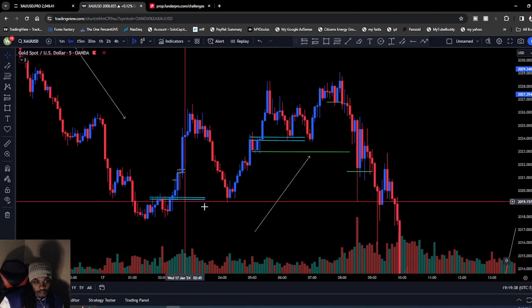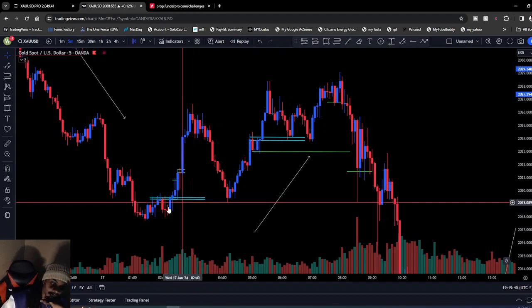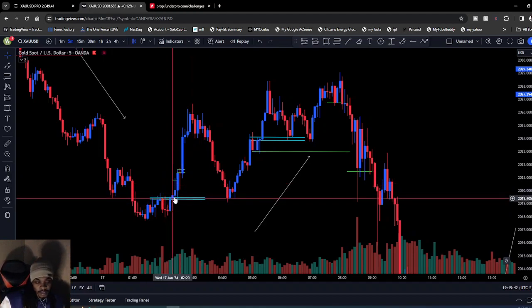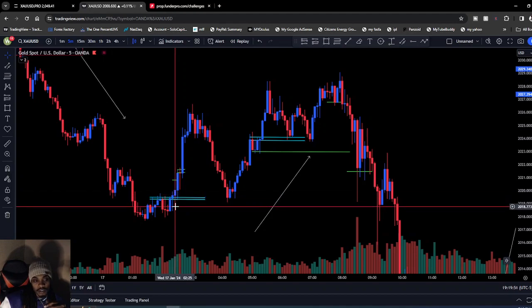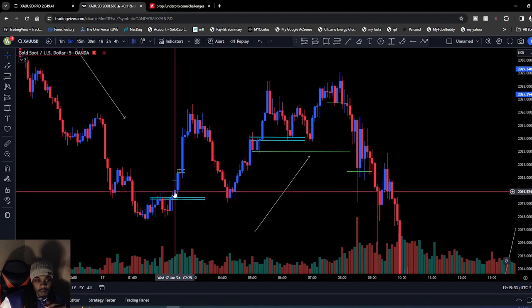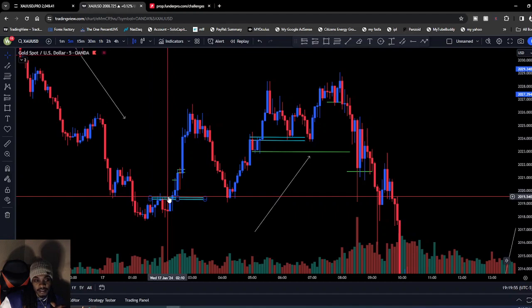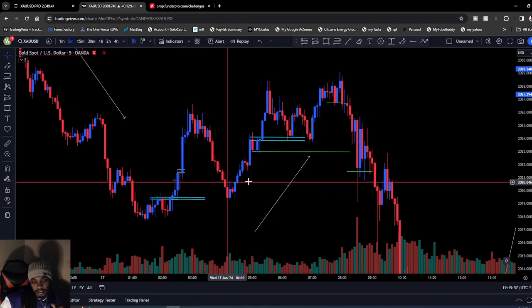You mark your zones, your support and resistance, and then you wait for price to come back into it. Then you get your entry either on the 5 minute or the 1 minute. You can either go off of, again, the engulfing candle, or as price starts to come above these wick highs, as it starts to break structure even more, basically.